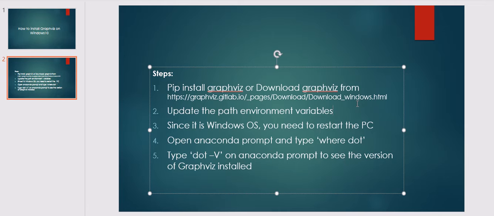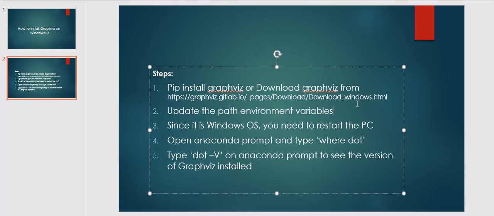The second thing, after you've installed or downloaded Graphviz on your Windows 10 PC, is to update the path. You update the path by going to the environment variables. I'll be showing us how to do that in a bit. Then when you're done with that, since this is Windows OS, you need to restart the PC for the update to the path to take effect.